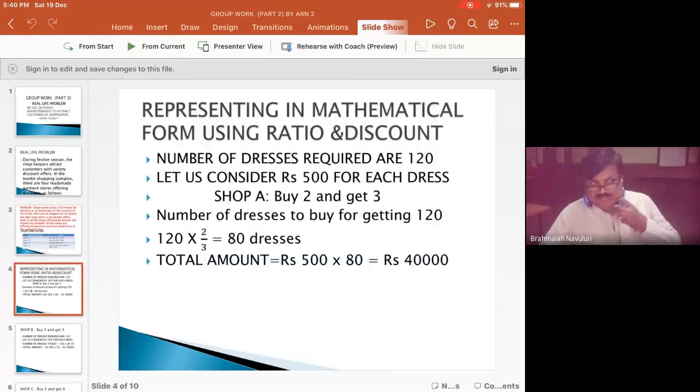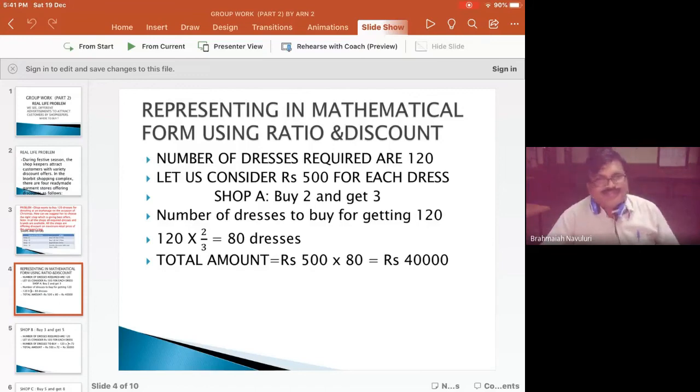So, representing in mathematical form using ratio and discount. The number of dresses required is 120. Let us consider 500 rupees for each dress. Just we are taking. Shop A, buy 2 and get 1 free. So if she buys 80 dresses, then she will get 120 dresses. That's why the fraction is 2 by 3. And we have to find the cost of 80 dresses only. So it comes to around 40,000.